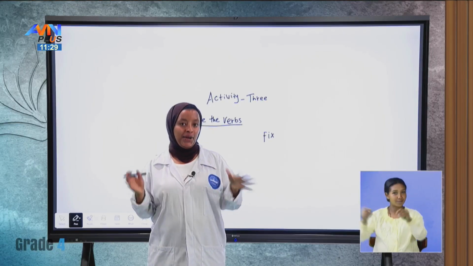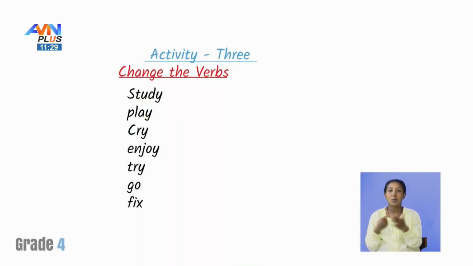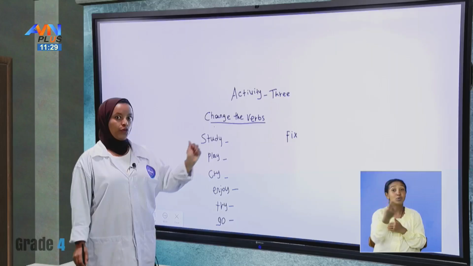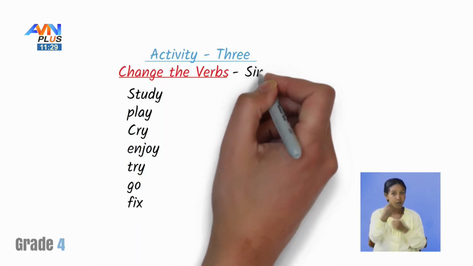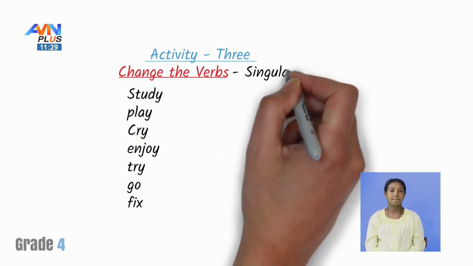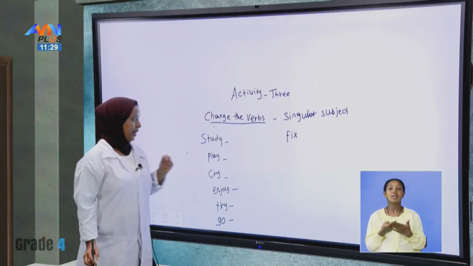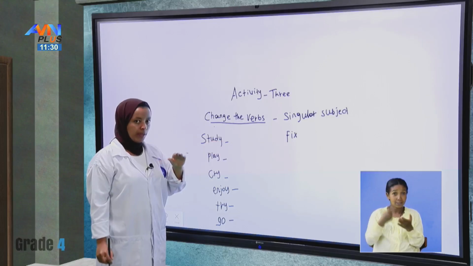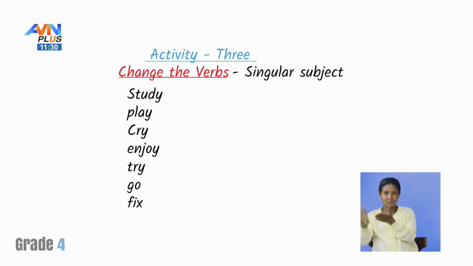Students, I'm back. I hope you all have done this activity. Let us do it together. So here are the verbs, which are base verbs, but specifically we are going to use them for singular subjects. Don't forget that, students. So here is study. Study ends with Y, and there is no vowel before Y, so we cancel Y and make it studies.